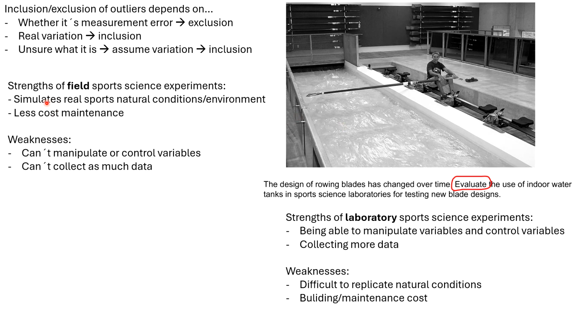Now, what are the strengths of field sports science experiments? It simulates real sports natural conditions and environment, and there's less cost of maintenance. However, you can't manipulate or control variables or collect as much data. Now, this is the opposite question, which was in the specimen paper. Evaluate, so strengths and weaknesses, the use of underwater tanks in sports science. Strengths: you can manipulate variables and control them. You can collect more data. However, it is difficult to replicate in natural conditions. And there's the building maintenance cost.